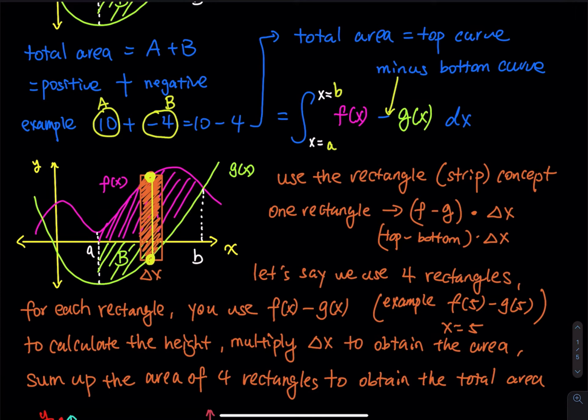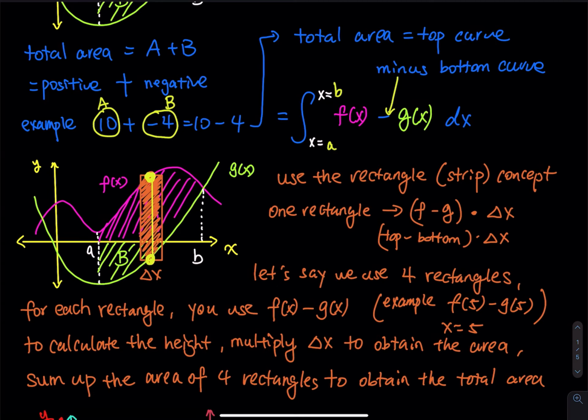Another way to explain this is, do you see that the point on top has a y value? The point on the bottom has a y value. What is the distance between these two y values? You use the top minus the bottom. Let's say the y value on top is y equals 4, and the y value on the bottom curve is y equals -2. Then you use 4 minus -2 to measure the distance, which is 4 plus 2 equals 6. So there are 6 units between these 2 points, which is the height of the rectangle.